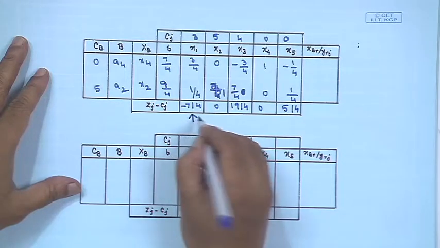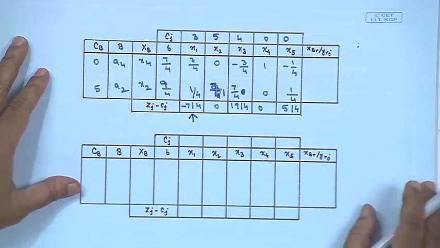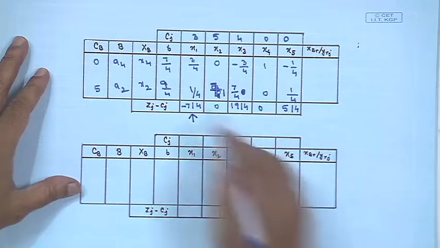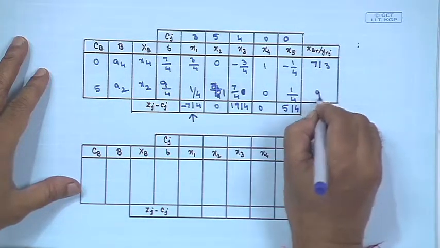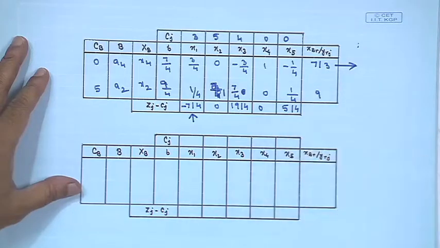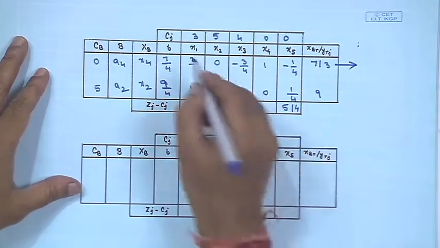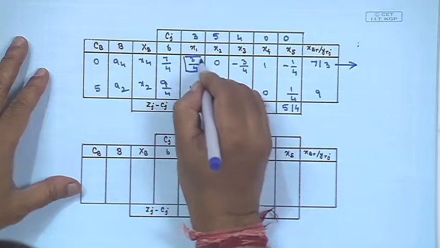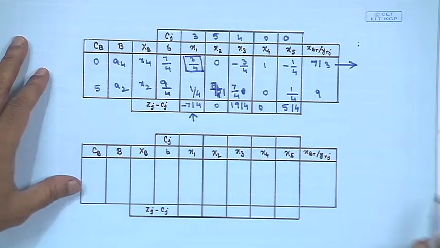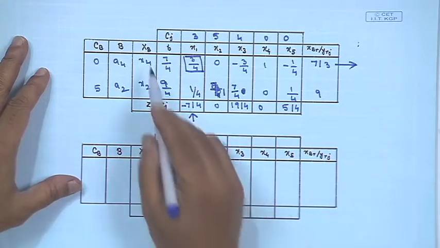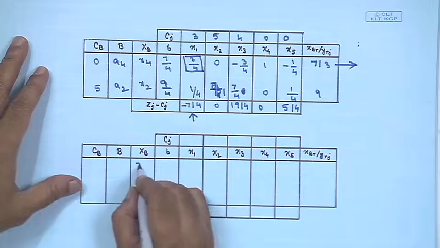So, entering vector will be x1. Now, calculate the ratio. This will be 7 by 3 and this will be 9. So, outgoing vector will be x4. So, your pivot element is 3 by 4. So, I have to make this element as 1 and this element as 0. So, your x4 will be replaced by x1 here.